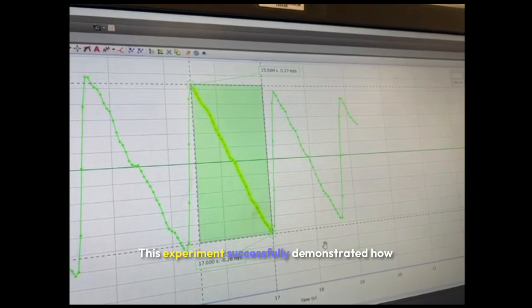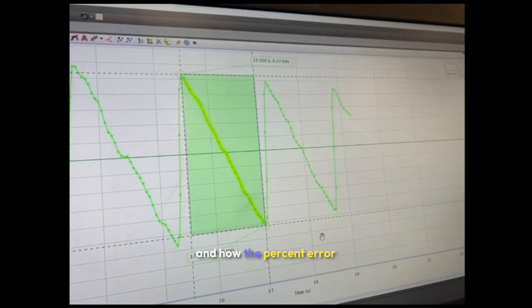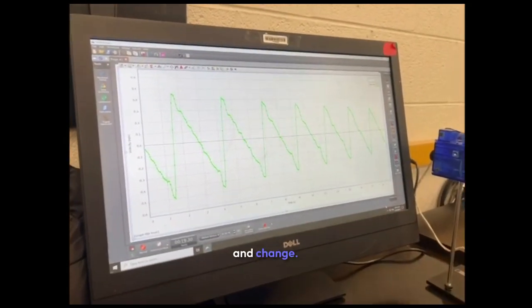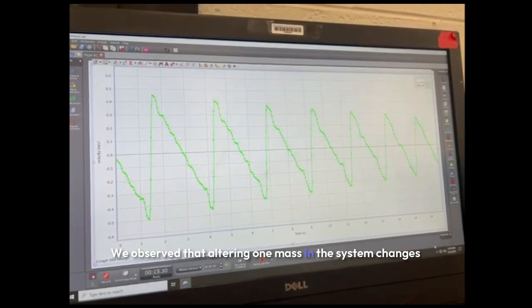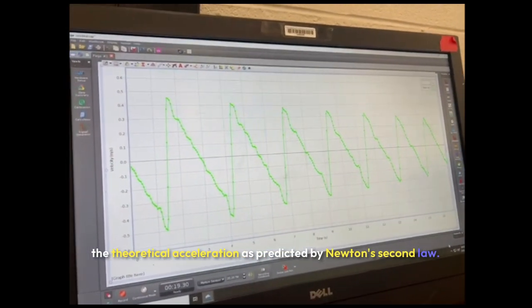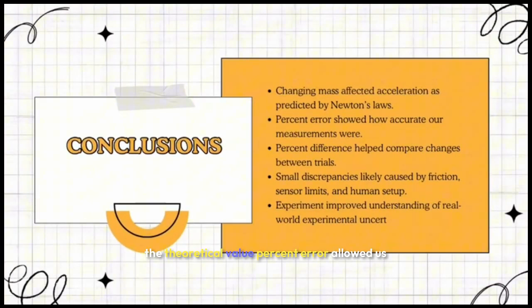This experiment successfully demonstrated how modifying system mass affects acceleration and how percent error and percent difference can be used to evaluate accuracy and change. We observed that altering one mass in the system changed the theoretical acceleration as predicted by Newton's second law. While our experimental acceleration did not perfectly match the theoretical value, percent error allowed us to quantify the accuracy of our measurements. Comparing old and new acceleration using percent differences helped us evaluate whether our modification produced a significant change in the system.